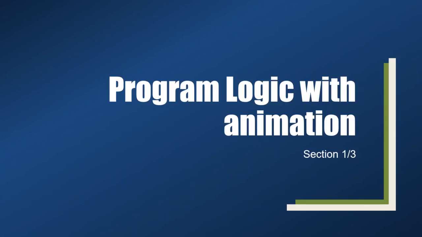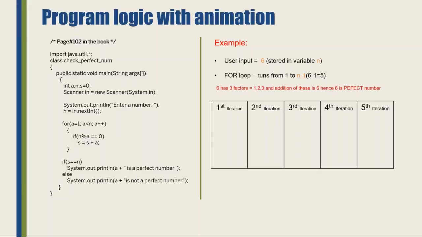The first section is all about program logic with animation, which will make you understand the program at a higher level. Let's get into it. This screen is divided into two parts. On the left side, we have the program as is from the book, and on the right side, we have the animated output of the program.